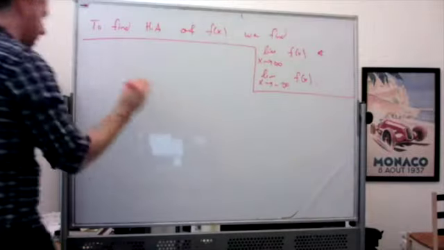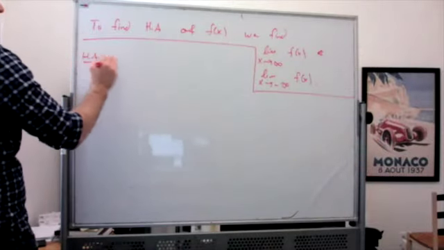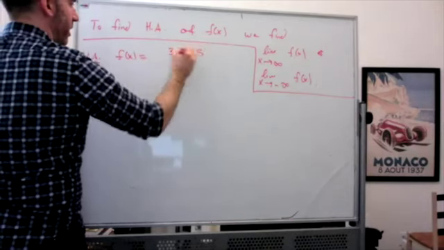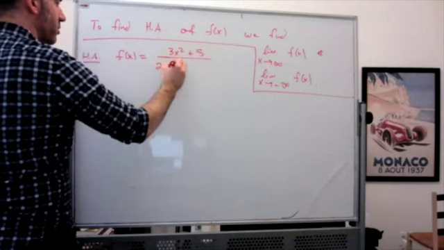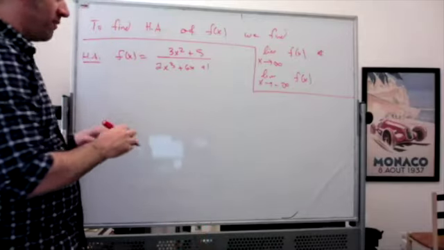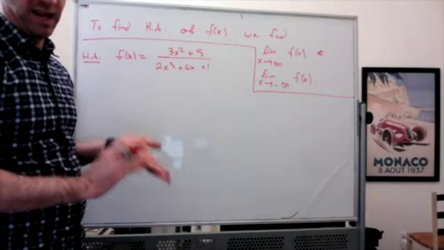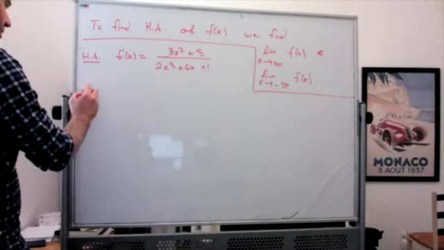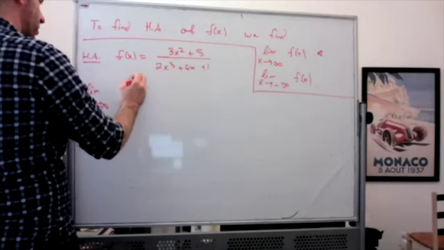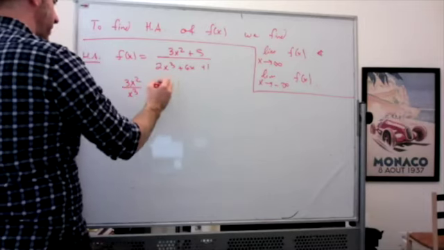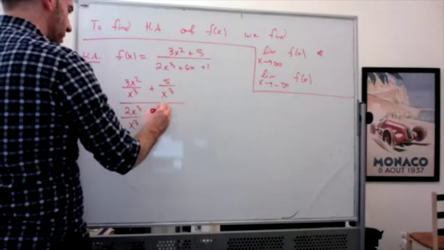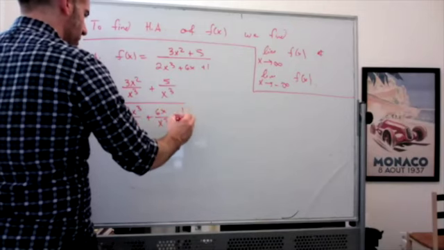So let's look at something like, I want to find the horizontal asymptote of f of x equal to 3x squared plus 5 over 2x cubed plus 6x plus 1. In this case, just like before, I'm going to divide by the highest power of x in the denominator. So I'm going to divide everything by x cubed. So if I do that, to find the limit as x goes to infinity, I'm going to have 3x squared divided by x cubed plus 5 divided by x cubed, over 2x cubed divided by x cubed plus 6x divided by x cubed plus 1 divided by x cubed.